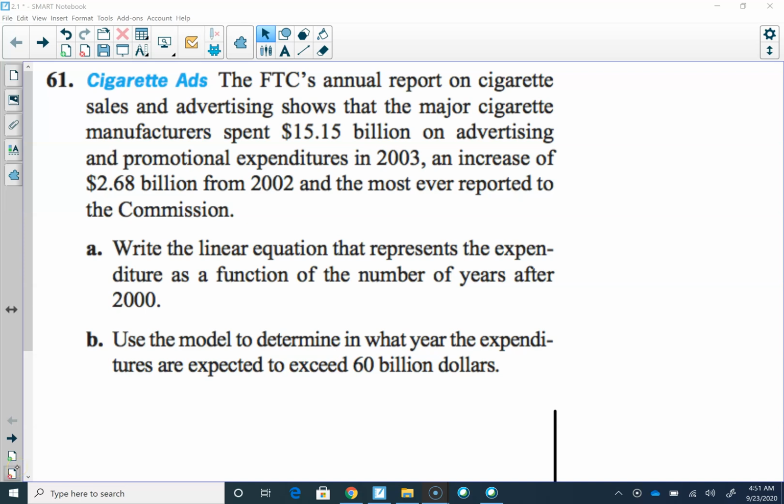This is a continuation of the story problems in 2.1 that are assigned. So this is part of your homework. So 61 is cigarette ads.